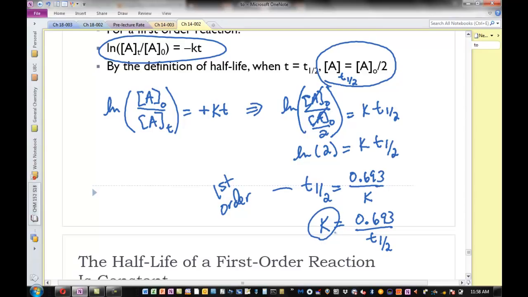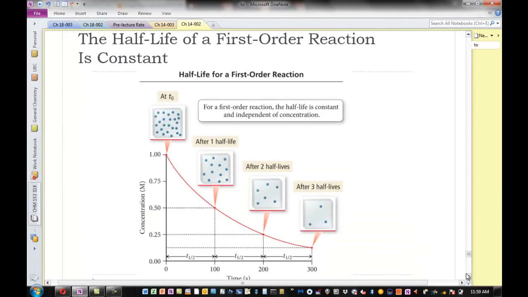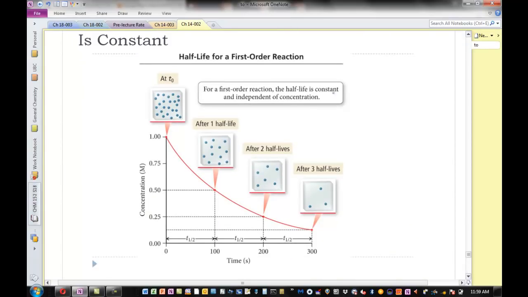So the first order half-life is actually kind of cool. You might not think so, but it's kind of cool because there is no concentration in that equation. Now that may or may not surprise you, but the concentration cancels out. So what that means is our half-life is independent of concentration at any point in that reaction. And this only applies to first order, so make sure you know that. Concentration does not affect the half-life for a first order reaction. And what we mean by that, the half-life is constant and independent of concentration, as you see here.